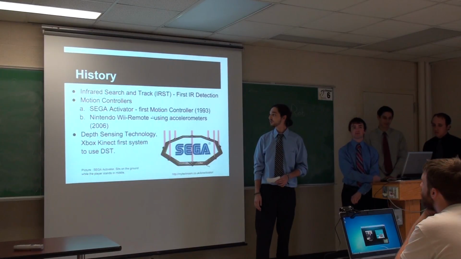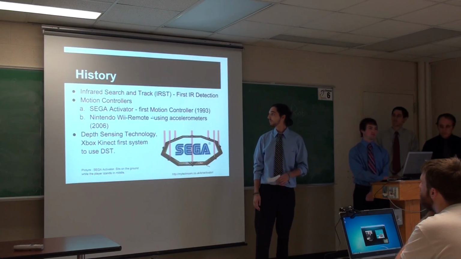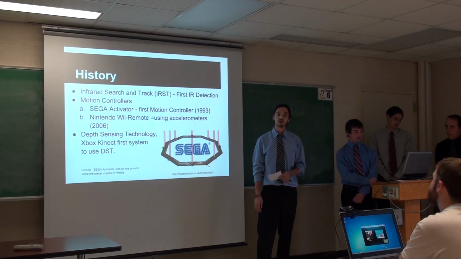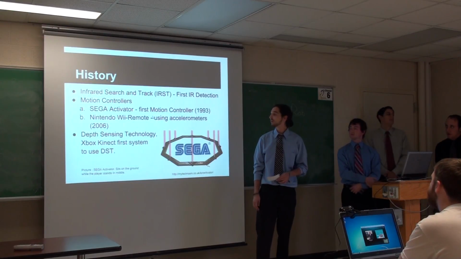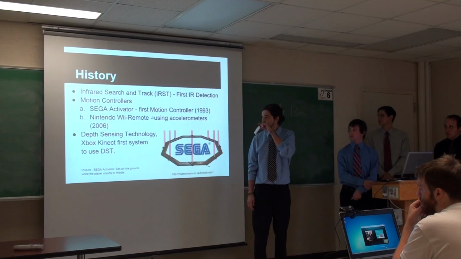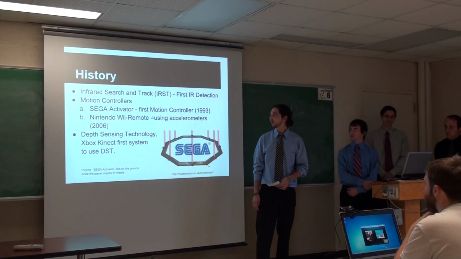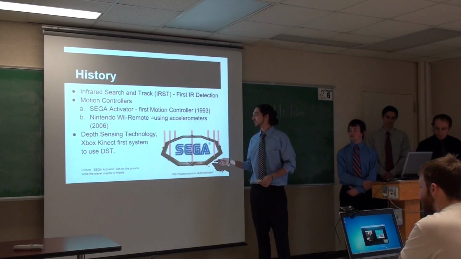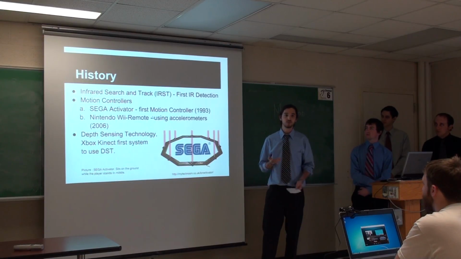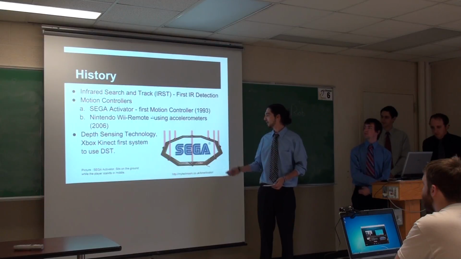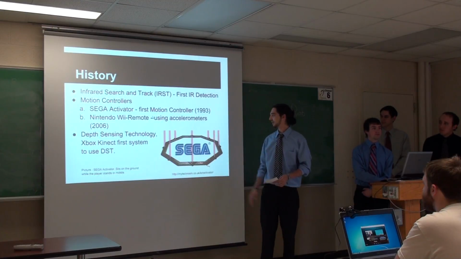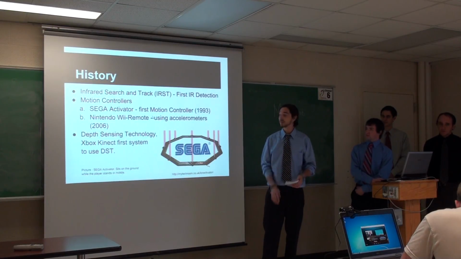Here's some brief history on motion detection. Infrared search and track was developed after World War II, and it was used to detect emissions by different enemy aircraft. Motion controllers were developed in the early 90s and were mostly made for game consoles. Sega developed the first actual motion controller that could detect physical movement by the player. This is actually it right here. But it was very unsuccessful because it was very inaccurate. It only had like 8 lasers that could detect the player moving.